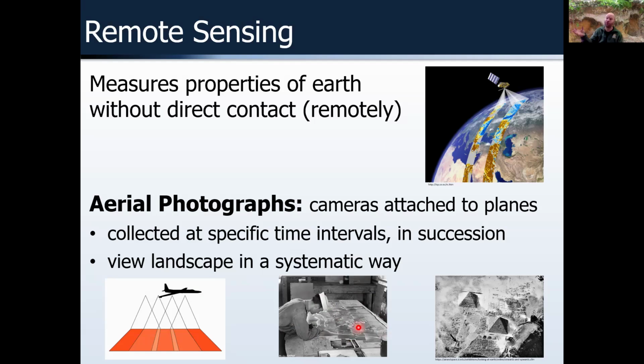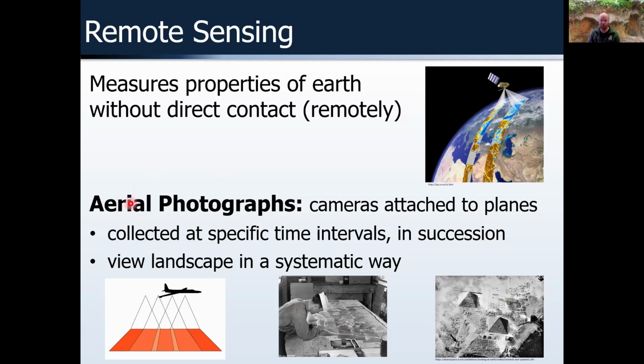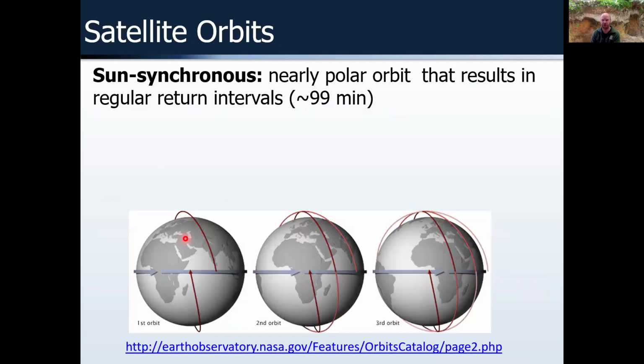And then if you were to fly that same grid system a year later, or months later, or years later, you could look at change over time. So there's still a lot of observation collected both from planes and now more and more via drones. But most of our digital mapping largely is coming from satellites. And there are two major types of satellites that we're going to focus on.